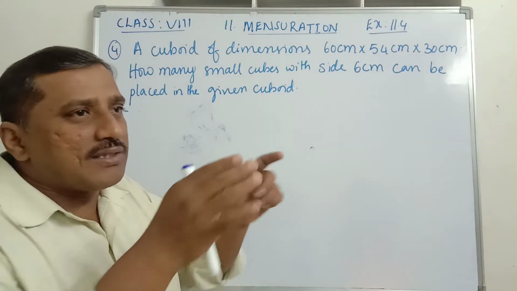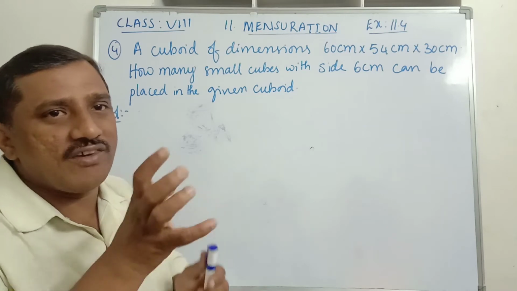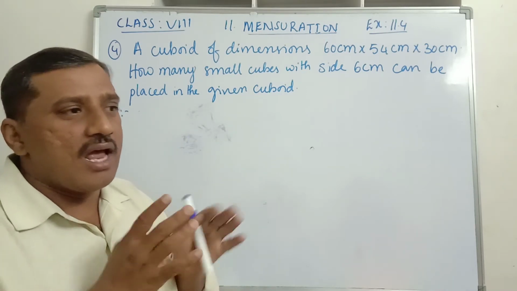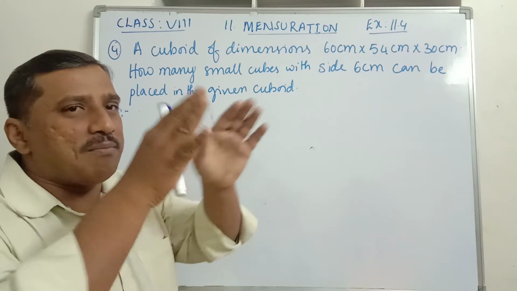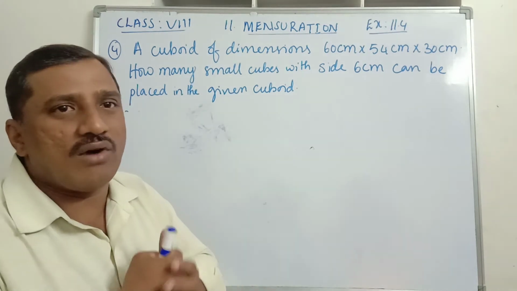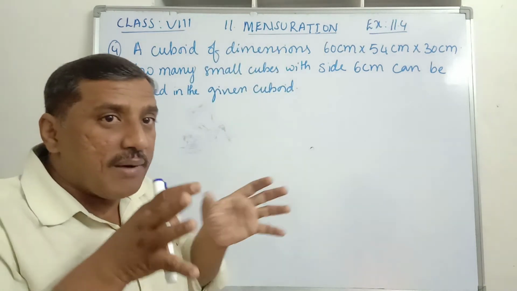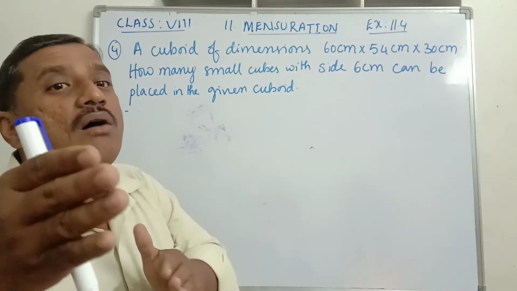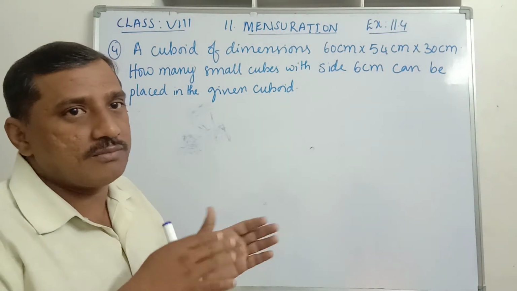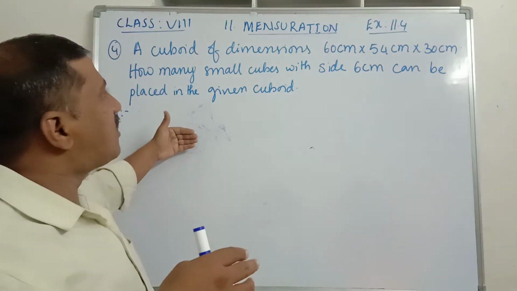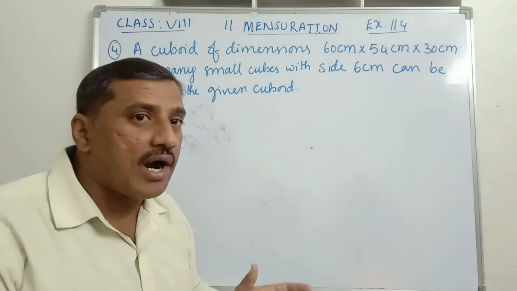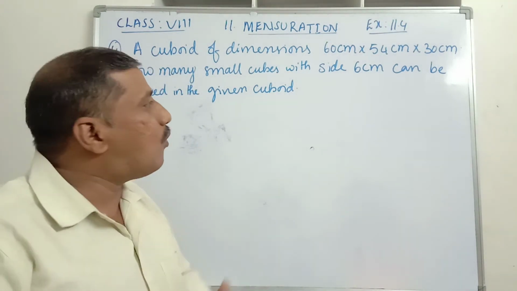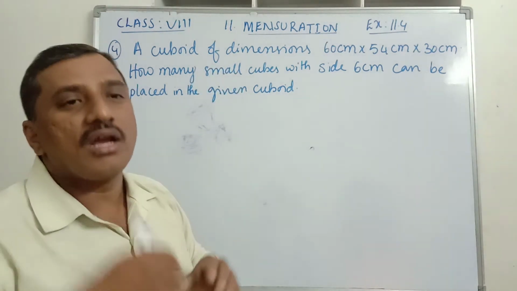You might have seen these soap boxes. If you see the soap cover, we will find some 5-6 soaps will be there. How many soaps can be placed in that box, or in that carton, means what we can say? The volume occupied by that carton box is equal to the volume of these small soaps. Here also the volume of the big cuboid is equal to the volume of all the small cubes.